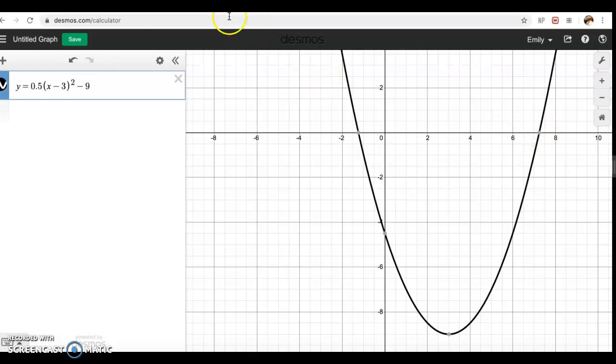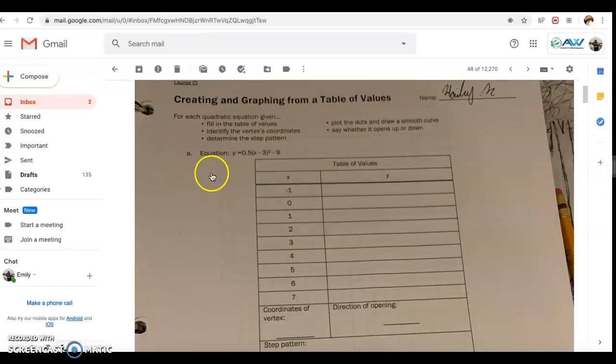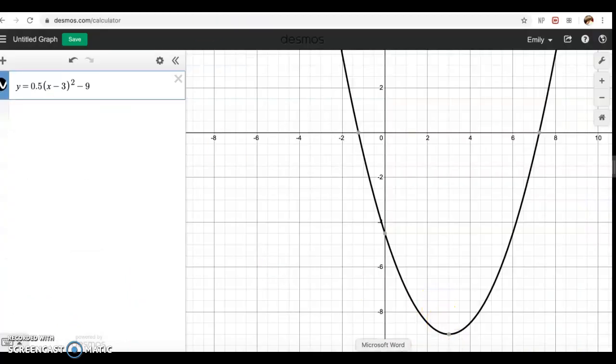Okay, so then let's look at the other information you're asked for: the coordinates of the vertex. When you look at a graph, the vertex is either the lowest or highest point. Parabolas have a U shape, and it's the top or the bottom of the U, depending on which direction it opens.